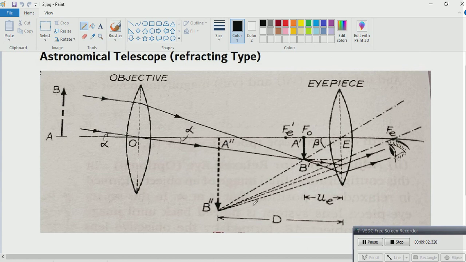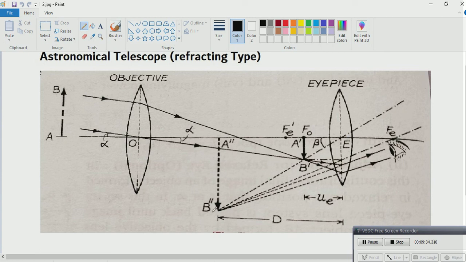Clear? Now the magnified final image is A prime B prime. To find the position of B prime, where the image is, two dotted rays are taken from B prime. From B prime I have taken one ray that passes through the optical center E. Done, no problem. Then go straight to the second ray. By that we get A prime, and this is B prime.